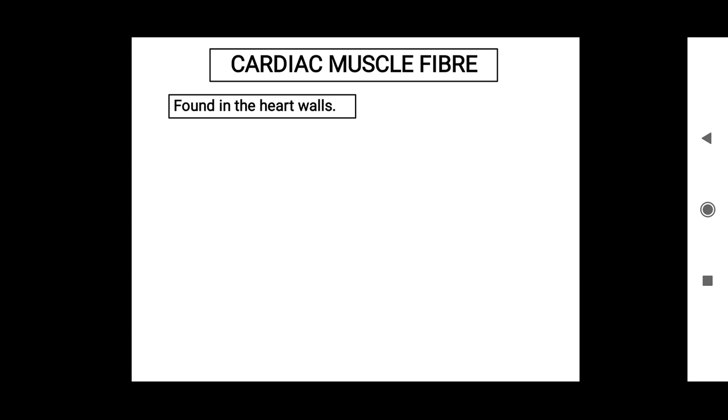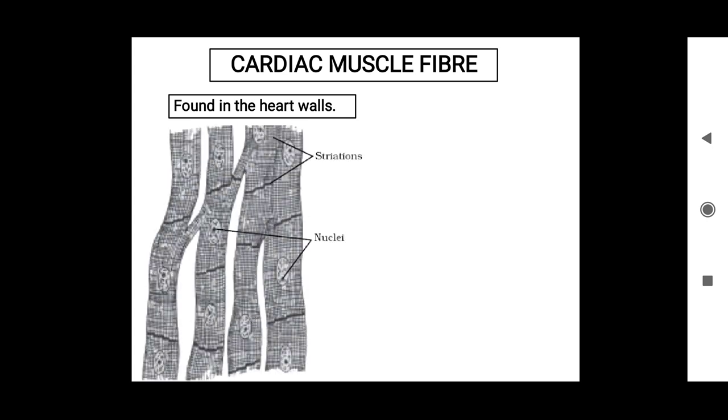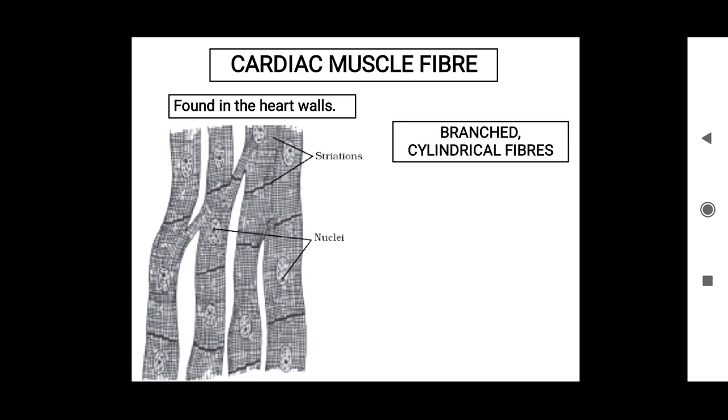Let us look at the third type of muscle fiber, which is the cardiac muscle fiber found in the walls of your heart. And this is what it looks like. Again, this diagram is taken from your textbook. You can see that these are branched cylindrical fibers. Skeletal muscle was unbranched. Here, these are branched. Just to show the branching, in the diagram they have shown a little gap in the fibers, although they are very close together and the gap is not so clear as it is shown here.